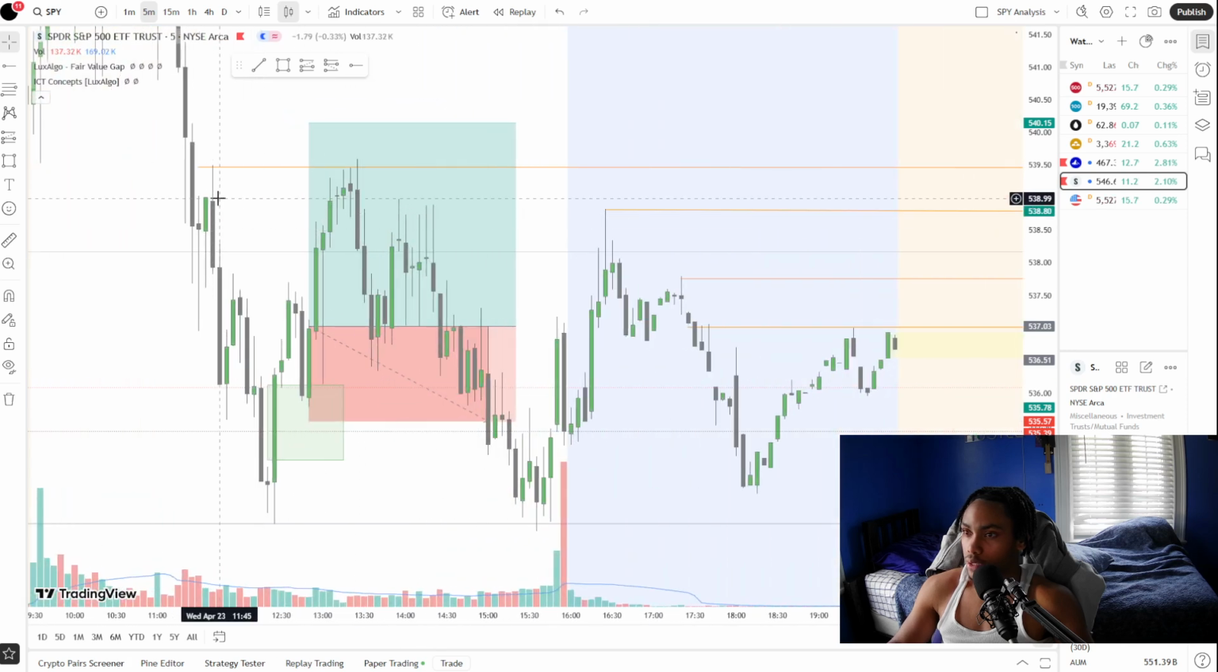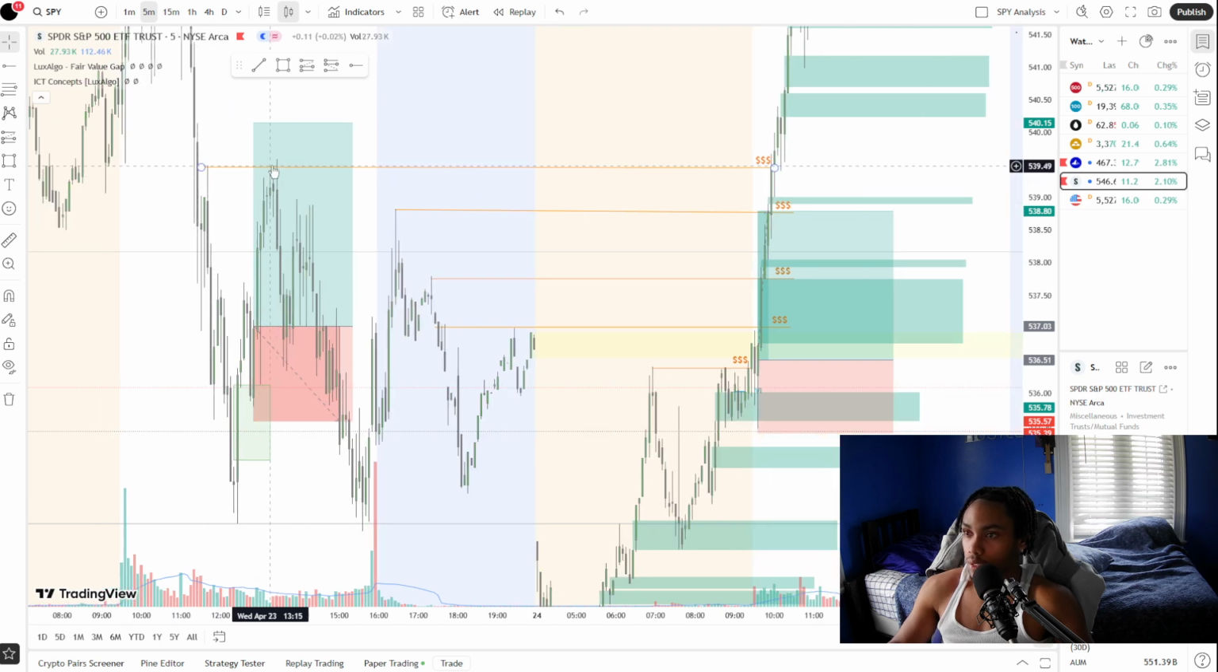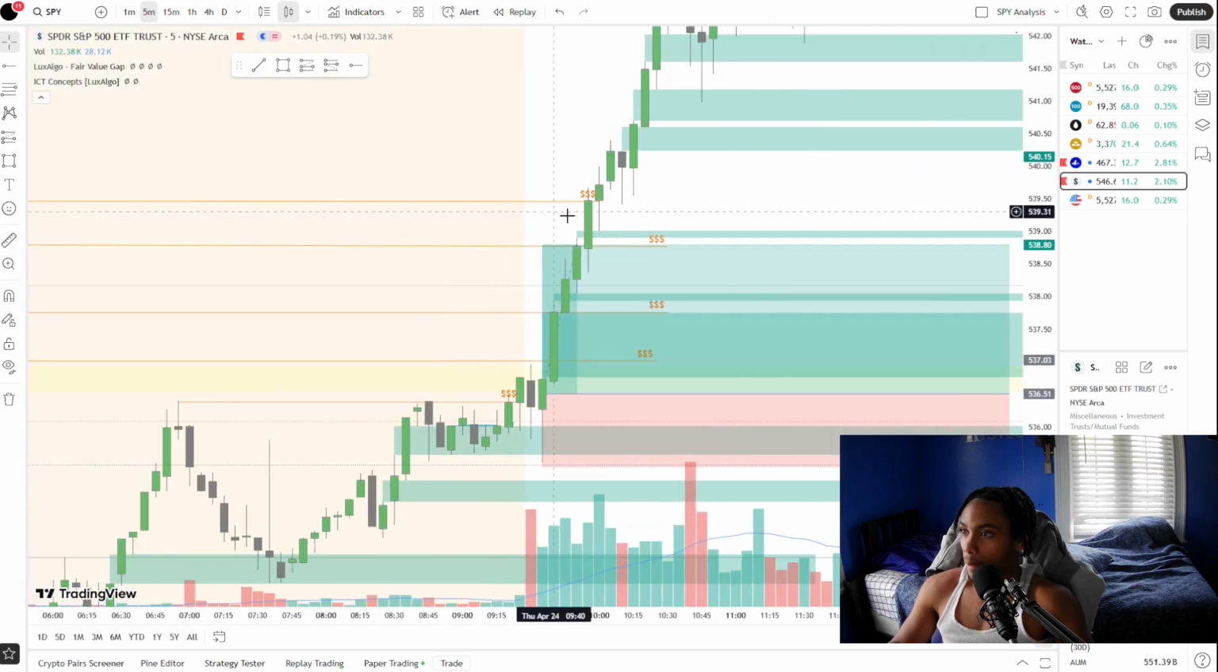Boom. As you can see, this was a lot of liquidity. This is a lot of buy side liquidity. Boom. Buy side liquidity gets swept right here. Boom. Candle closes on the liquidity on a green. Like, you see what I'm saying?